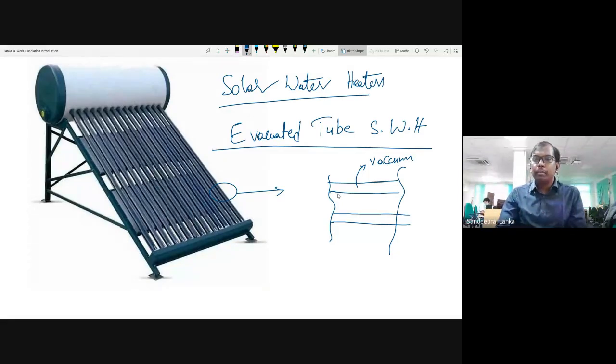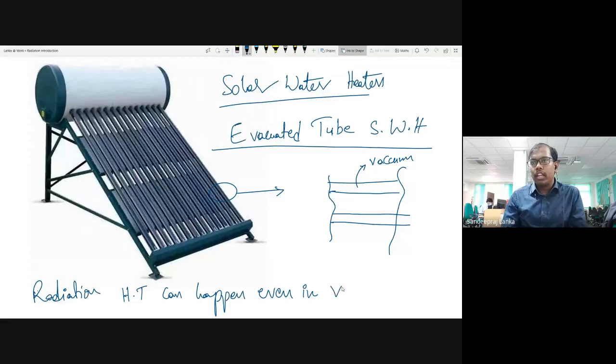And the beauty with radiation heat transfer is that radiation heat transfer can happen even in vacuum, whereas conduction and convection cannot happen in vacuum. Radiation can happen with bodies, and without any body also radiation heat transfer can happen. That is the beauty with radiation heat transfer.